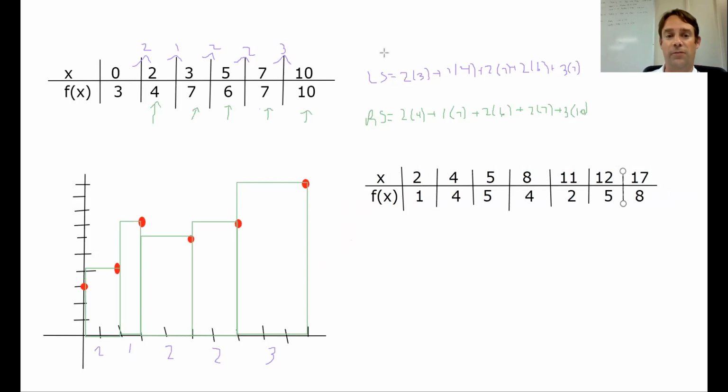All right, let's see how you did. First up, you got to know what the widths are. So we just subtract them: 2, 1, 3, 3, 1, and 5. All right, so if I'm using the left values, it's going to be 2 times 1, 1 times 4, 3 times 5, 3 times 4, 1 times 2, and 5 times 5. So it would look like this.